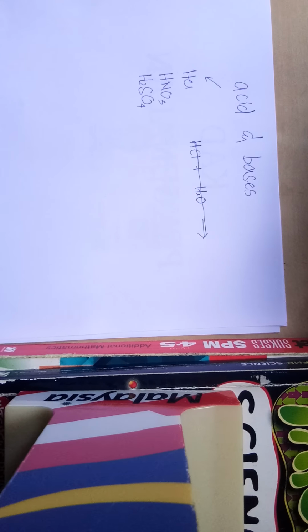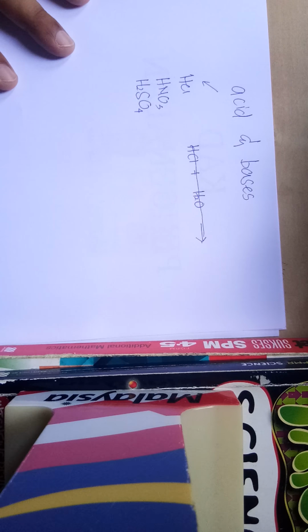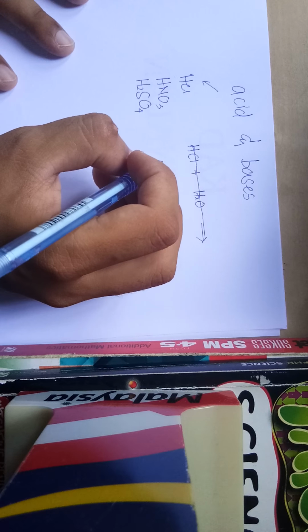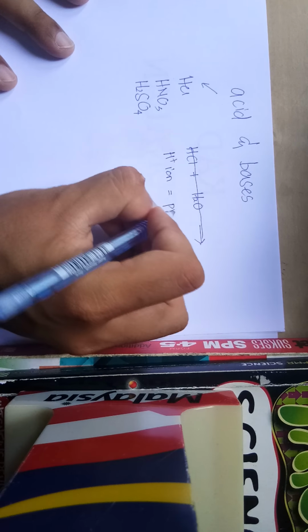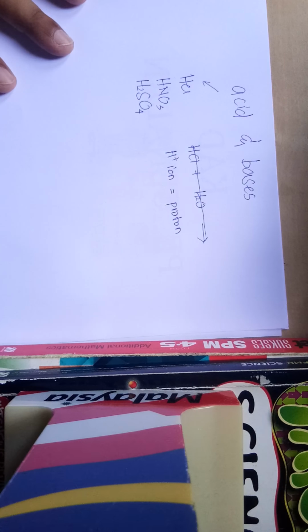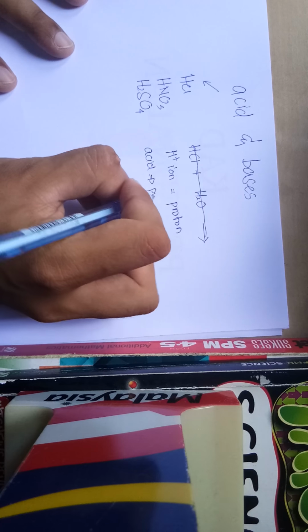But from the chemistry perspective, an acid is actually a compound that will ionize in water to produce hydrogen ion. I hope you can write down the definition inside your module. I repeat, an acid is a compound that will ionize in water to produce H plus ion. For your information, H plus ion can also be considered as a proton. So from here you know that an acid can be considered as a proton donor.